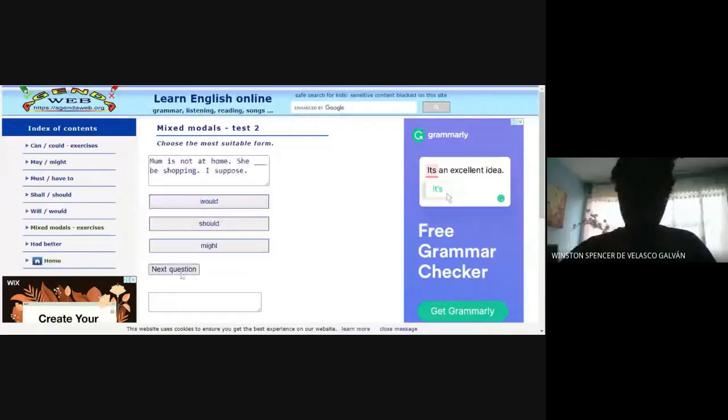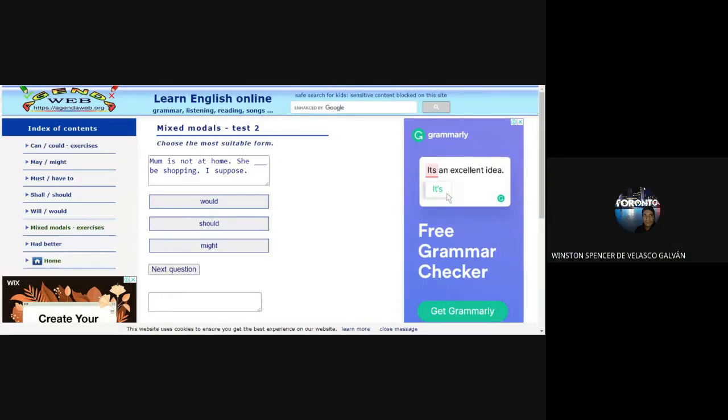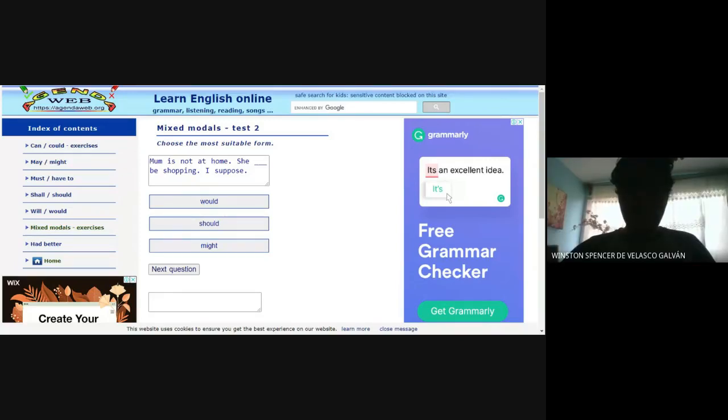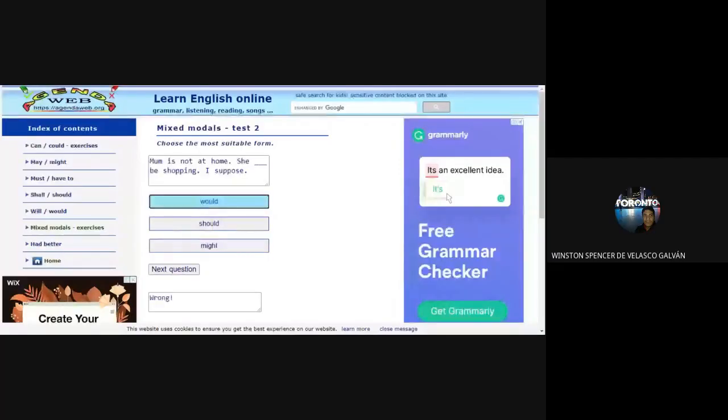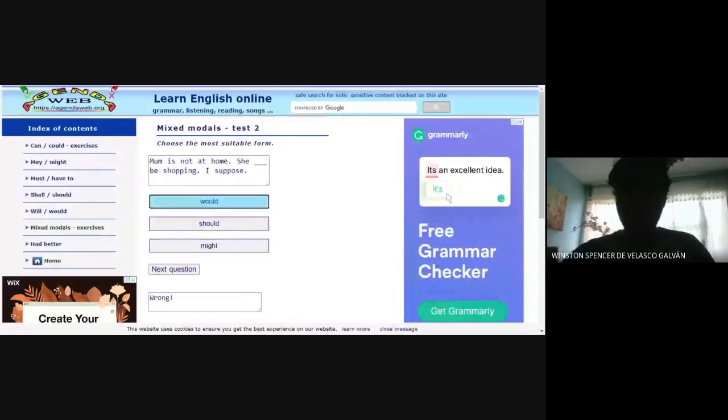See, this is pretty easy. The next one is going to be for Luis. Luis, pay attention. Mom is not at home. She blank be shopping, I suppose. What is the best answer, Luis? Would? Okay, let's check if would is the answer. Is wrong. Another idea, Luis, between should and might? Might. Might, okay, Jonathan. Yes, she might be shopping, right? Thank you.